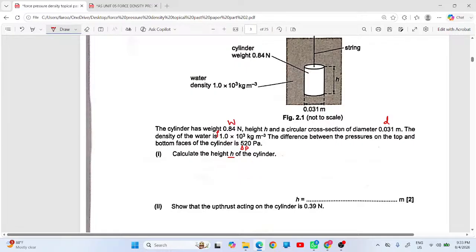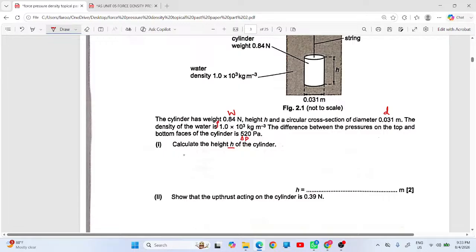Pressure due to liquid, let's write it. What is the pressure due to liquid? Delta p equals rho g h. Now the pressure difference at the top and the bottom face of the cylinder. Density is 1.0 times 10 raised to power 3, g is 9.81. The height is h, and the pressure difference is given. Pressure difference is 520.